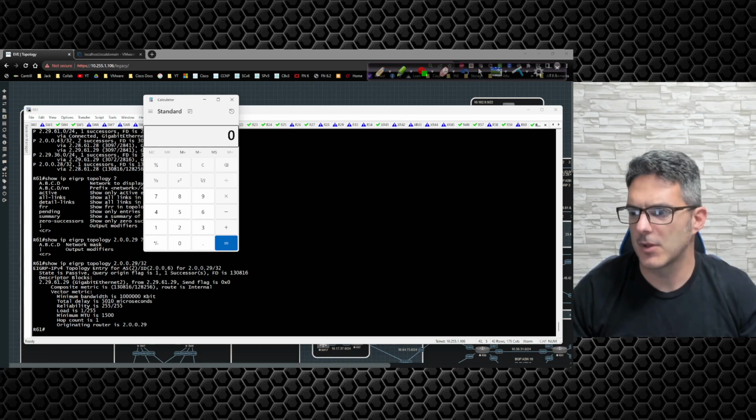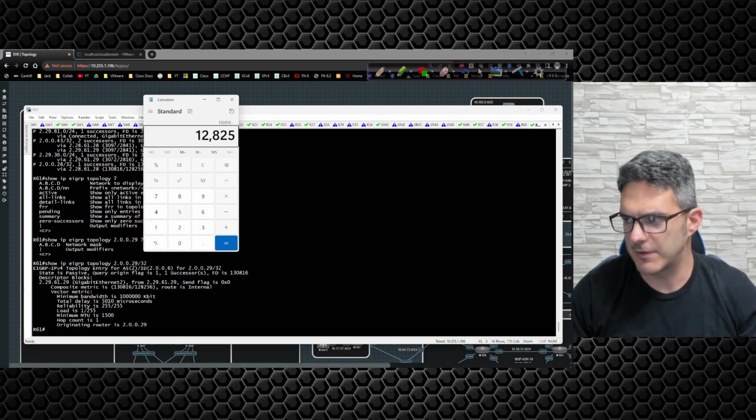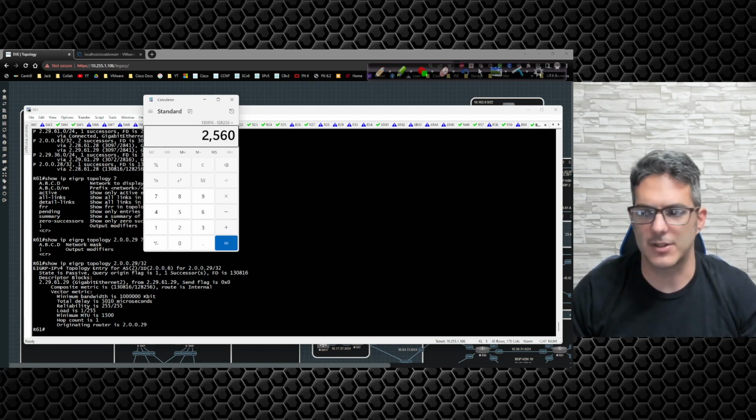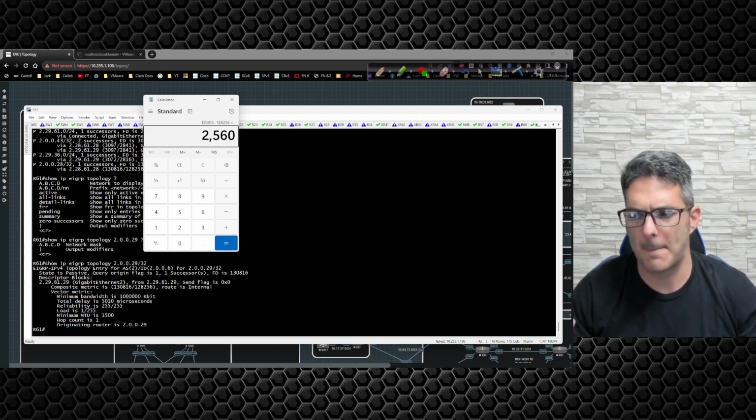So we took 130,816, subtracted that from 128,256, which gives 2560. So 2560 is our local distance. That's how much it costs to get from point A to point B. And then 128,256 is going to be our total distance to the destination.